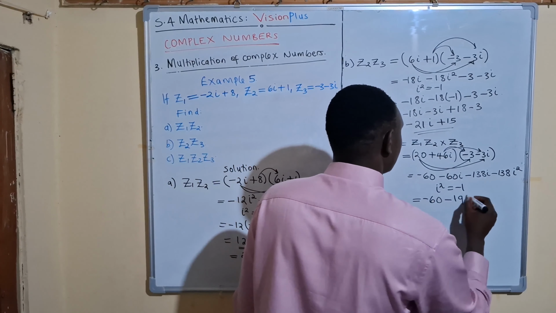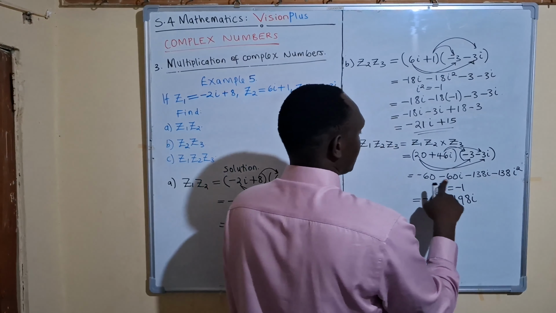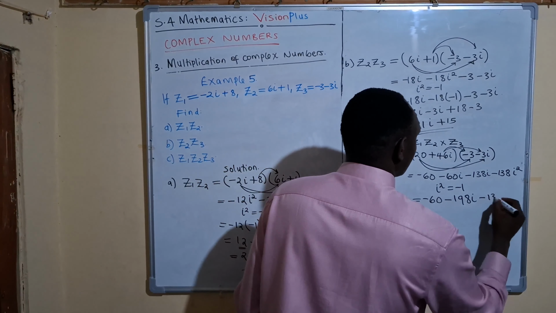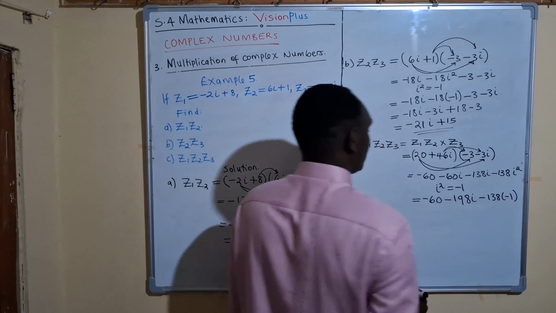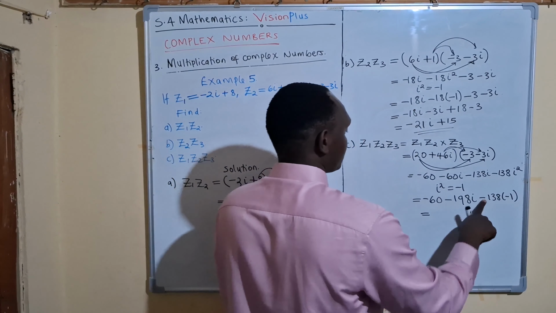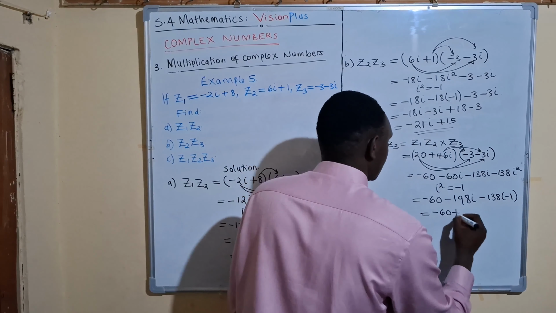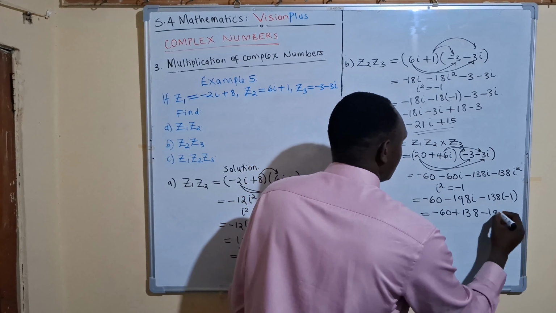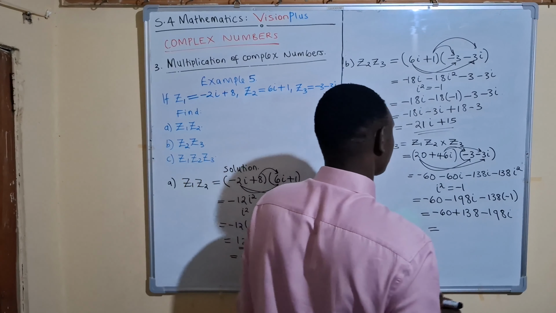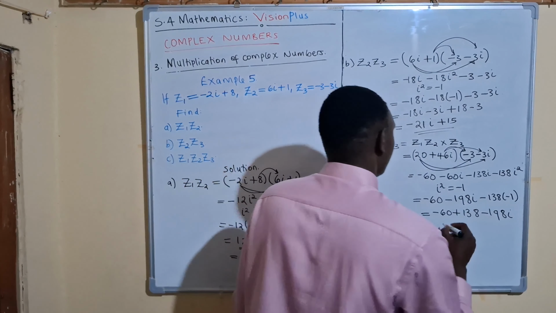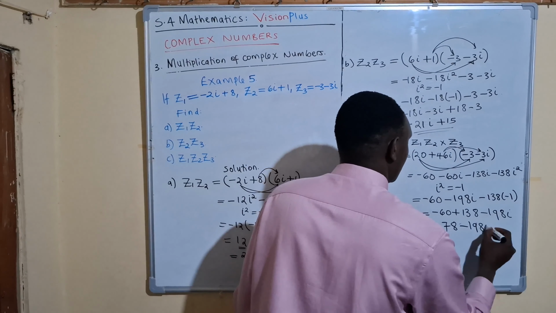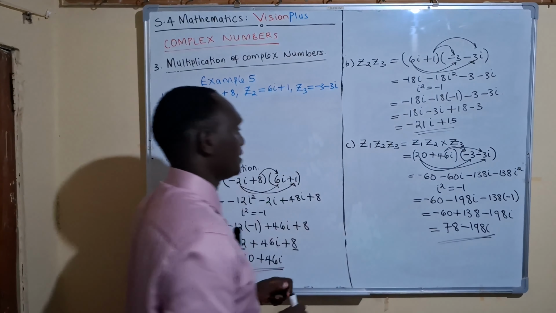Negative 198i. Then minus 138 times I squared, which is negative 1. We have seen that negative 1 times negative 138 gives us positive. So here we shall have negative 60 plus 138 minus 198i. What is negative 60 plus 138? It is just 78. This is 78 minus 198i. And this is the solution for example 5.